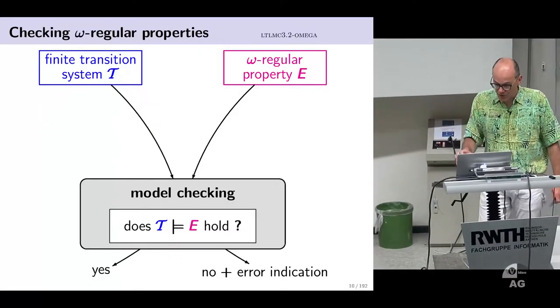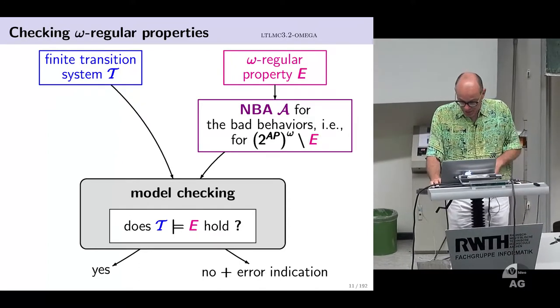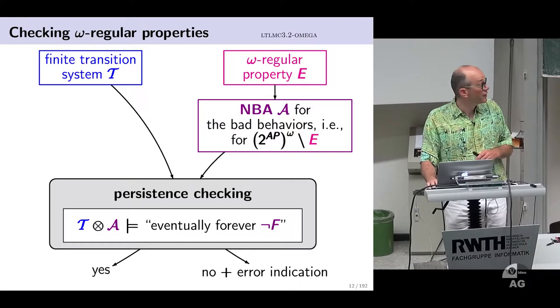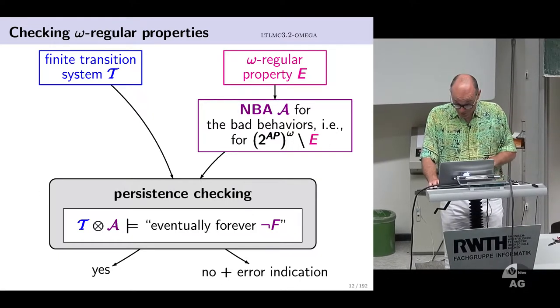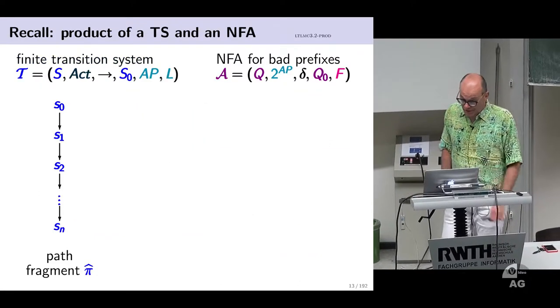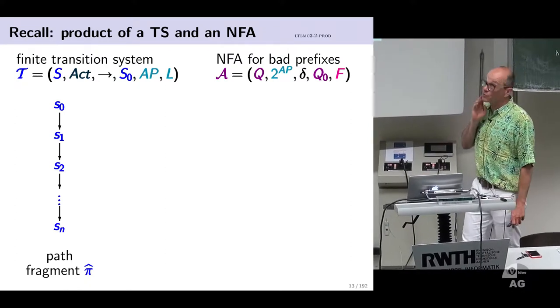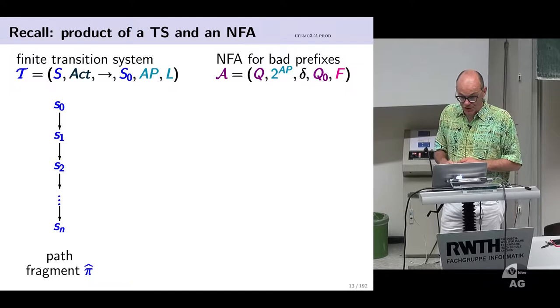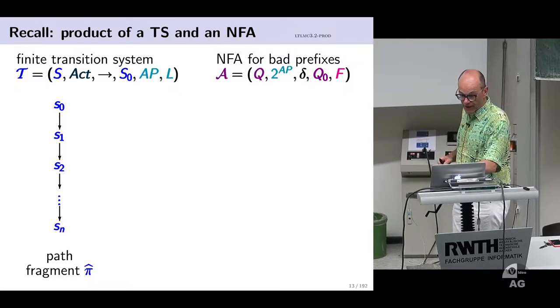Good. So this is the picture I just showed you. We're going to build this NBA, etc. And then we're going to check eventually forever not F, which is the same as what we just have seen. Okay. So just let me recall this product. I hope you all remember. This was the synchronous product of a transition system and an NFA.